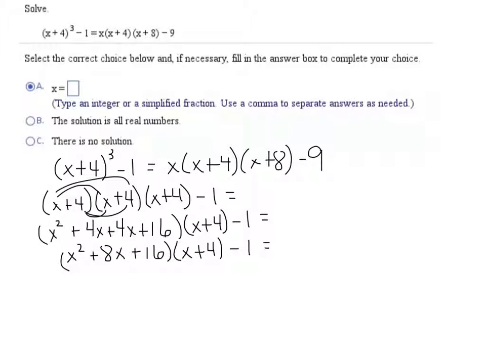So we just need to distribute and get this all multiplied out. So x squared times x will give us x cubed. X squared times positive 4 will give us positive 4x squared. And then we'll distribute the 8x to both those terms. And after we do that, we'll multiply the 16 by both of those terms.